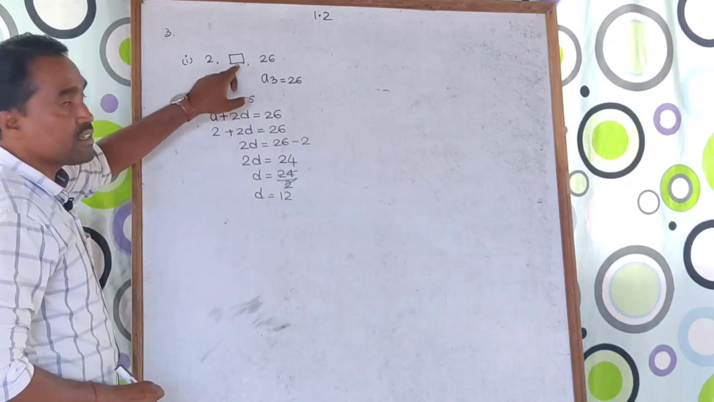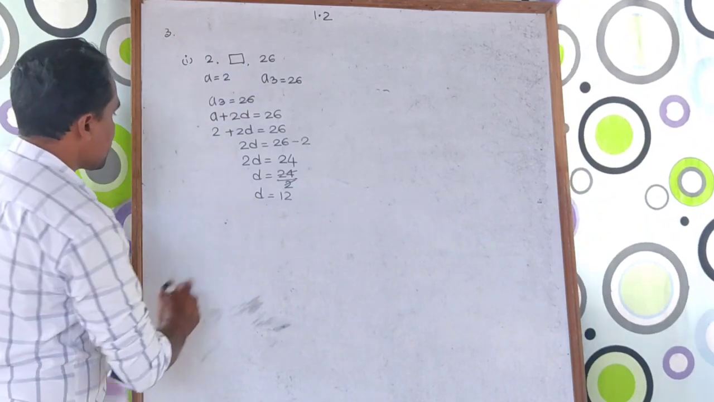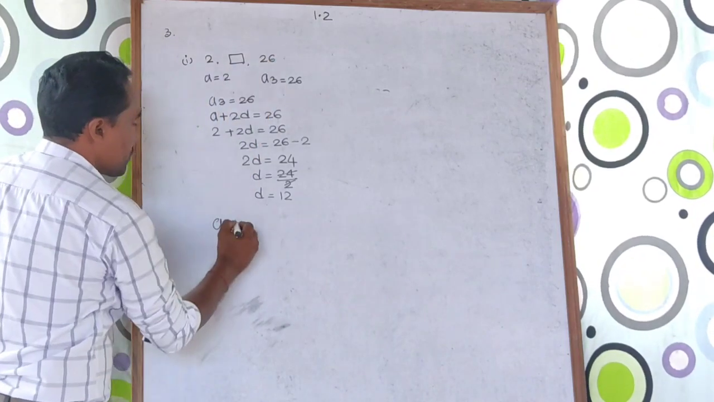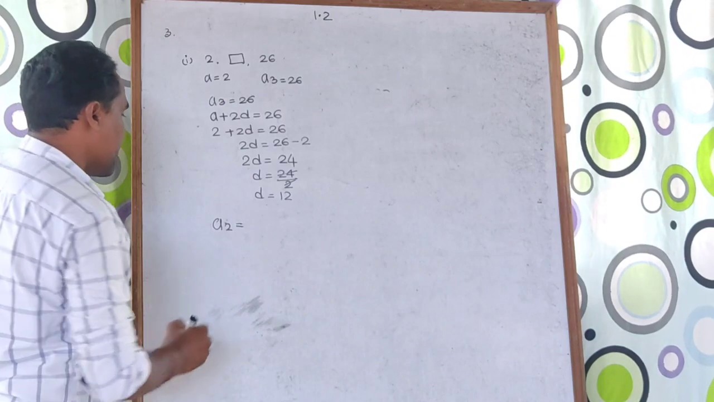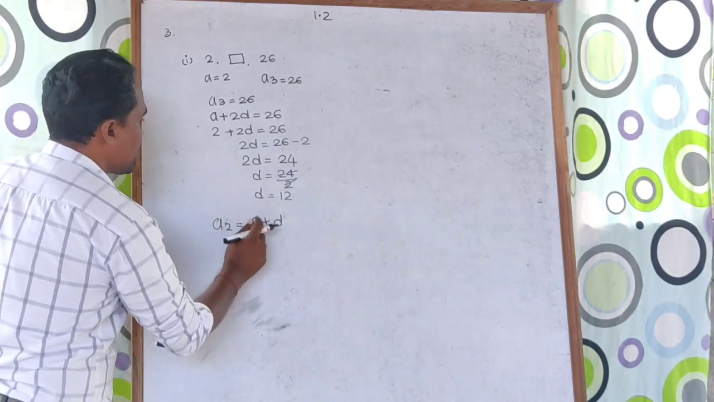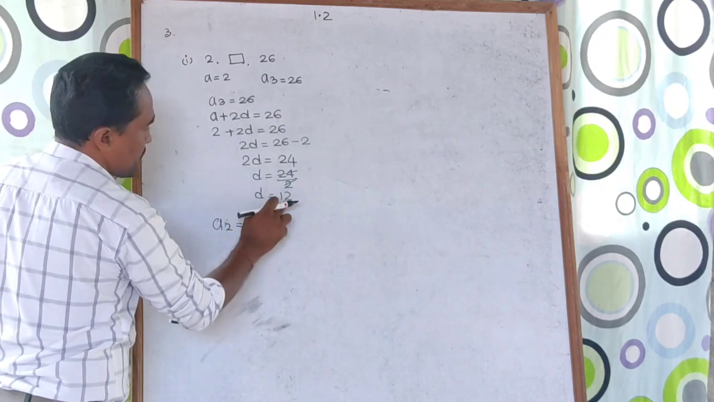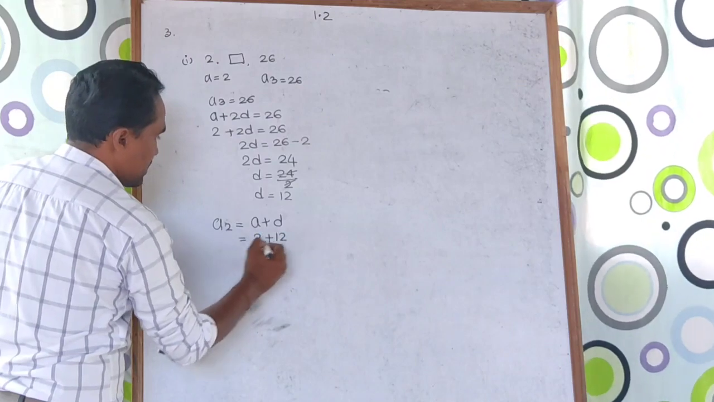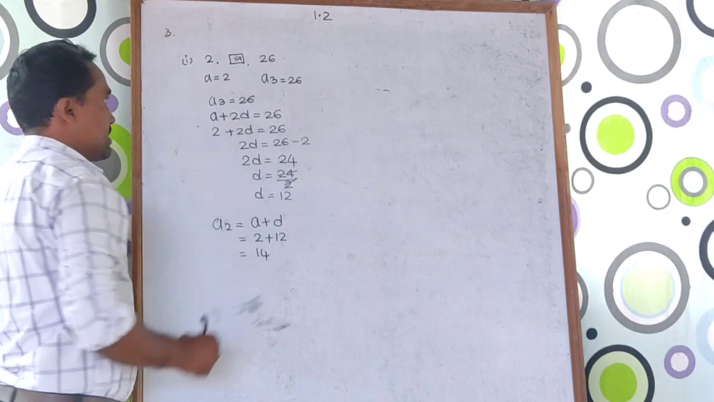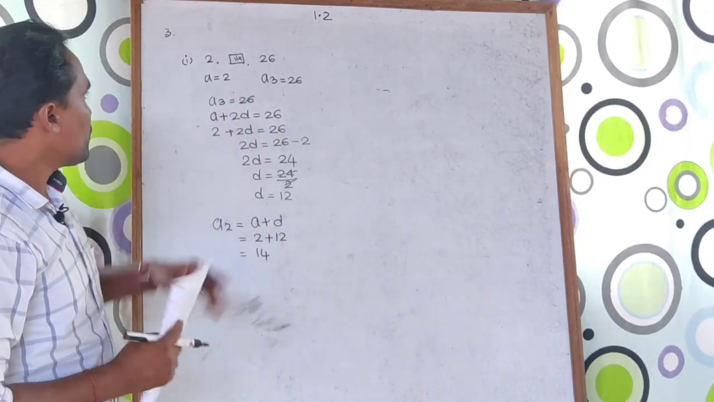Now actually the missing box is the second box. This is the second box, means you need to take A1, A2, A3. So A2 equal to what? A2 equal to A plus D. Again substituting A equal to 2 plus D equal to 12, then 12 plus 2 equal to 14. So the missing term in the box is 14.